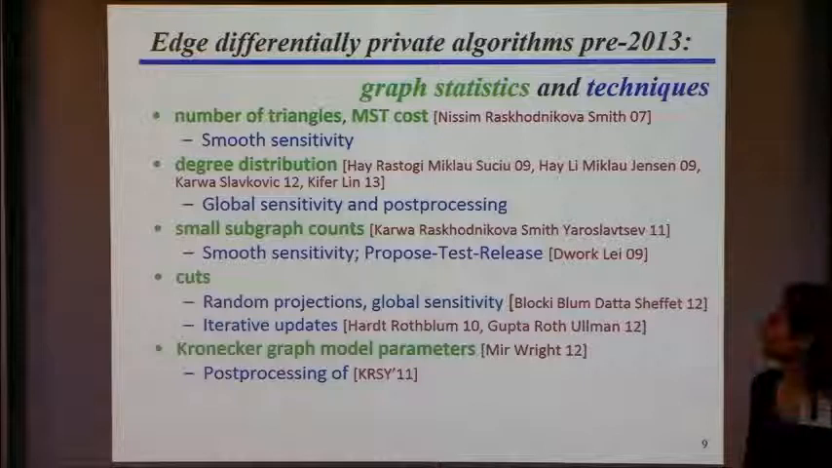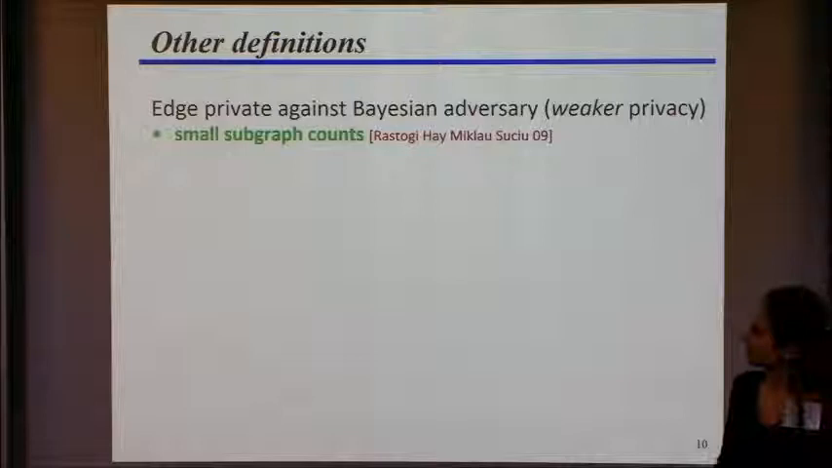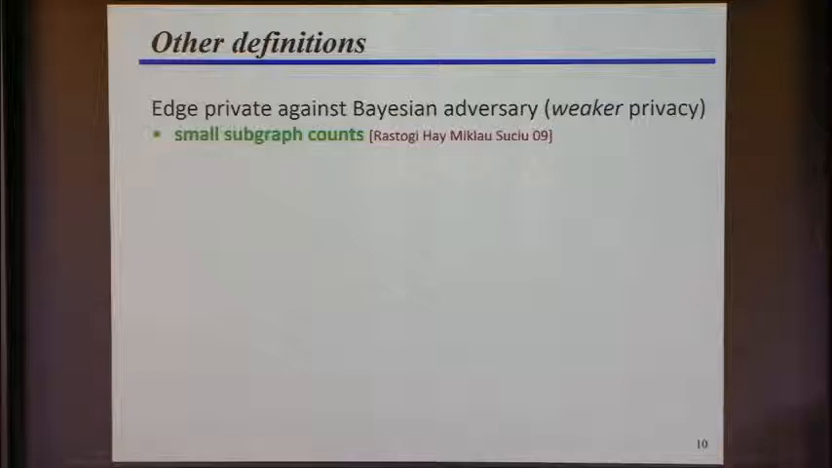what they're saying. So there are other definitions besides the two definitions which are most often used. Let me mention them. So there is edge privacy against a Bayesian adversary. It's a weaker definition than differential privacy. They released small subgraph counts in 2009. By now we know how to release subgraph counts with differential privacy, with a stronger privacy definition and less noise than was done in this paper.